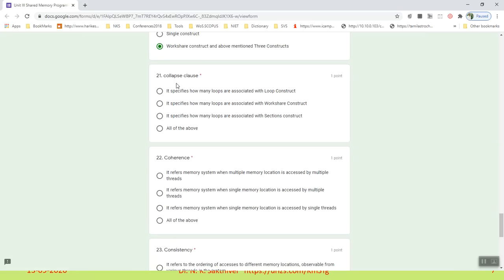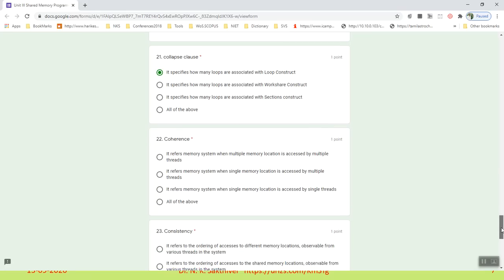21st, collapse clause. The collapse clause is a mechanism to specify how many loops are associated with a loop construct. The first one. It specifies how many loops are associated with the loop construct. That is called the collapse clause. Clear? Okay.